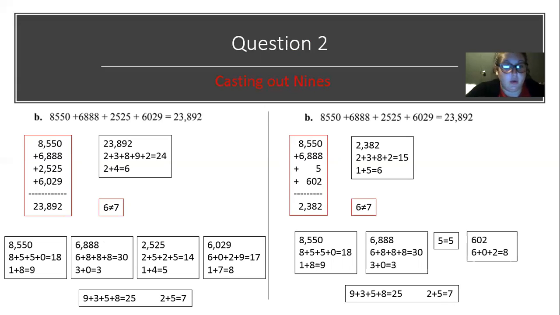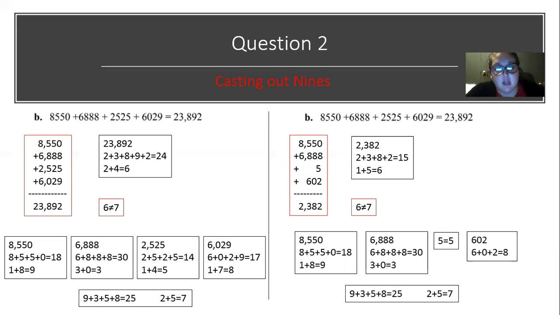Now let's take a look at the total that it says it's supposed to equal. We've got 23,892. So add the 2 plus 3 plus 9, or 8 plus 9 plus 2, which is going to give us 24. So we're going to add that 2 plus the 4 to give us 6. So our total equals 6 for what they said it was going to equal. But whenever we added it all up ourselves, we got 7. And 6 and 7 are not the same number, so we're going to say that the math was wrong on this one.